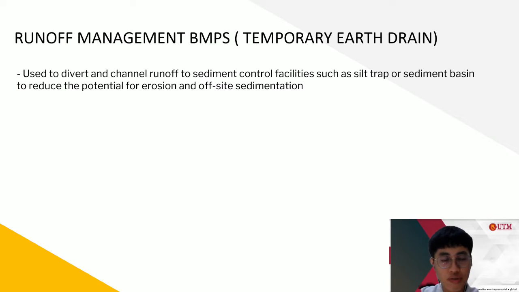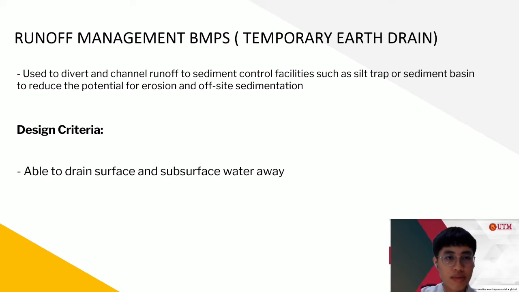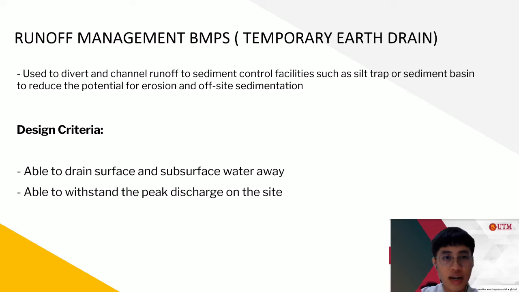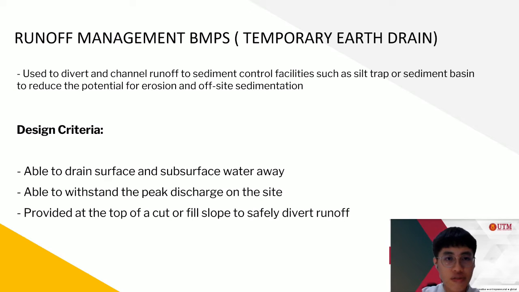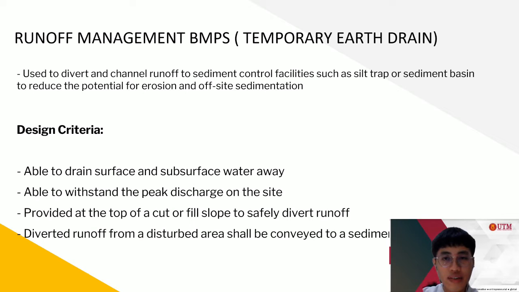A temporary earth drain system must specify certain criteria if it is to be effective throughout its design life. So it must be able to drain surface and subsurface water away, able to withstand the peak discharge on the site, provided at the top of a cut or fill slope to safely divert runoff, and also diverted runoff from a disturbed area shall be conveyed to a sediment trapping device.